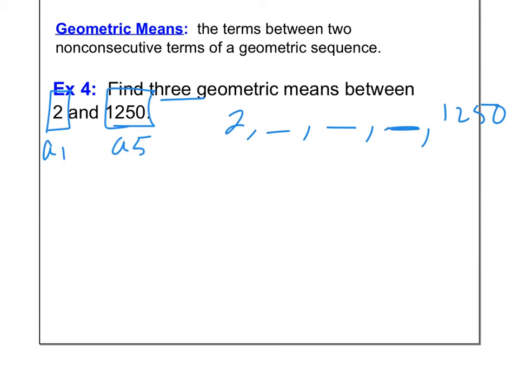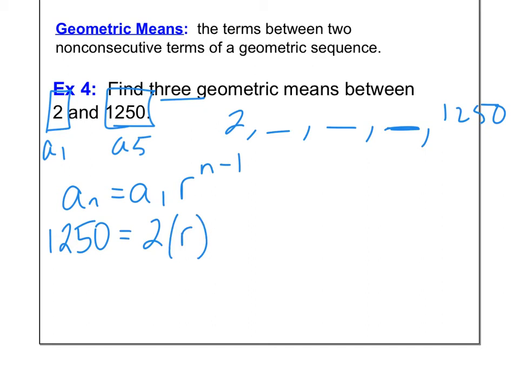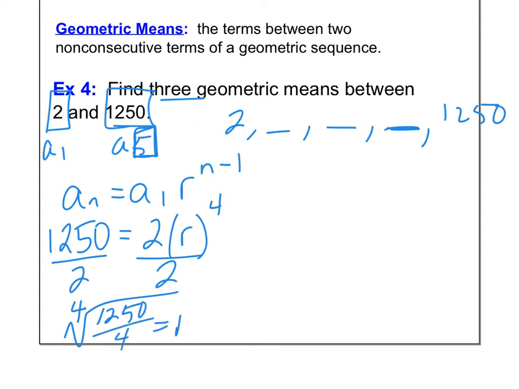Okay, so here we go. Let's use the equation that we know. A sub n is 1250, the fifth term. A sub 1 is 2. R is what we're after, and if 1250 was the fifth term, then n minus 1 would be 4. Using our calculators, if we divide by 2, and then take the fourth root of this value, that would give us a value r, which is 5.